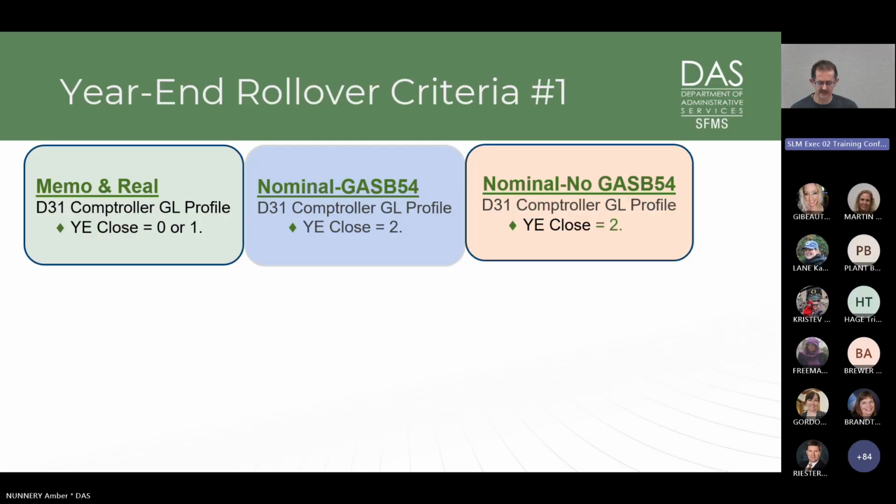Every GL account is categorized as either a memo account, a real account, or a nominal. Memo and real account balances will roll forward into the next fiscal year in the same GL account. Nominal account balances will roll forward into an equity GL account. The year-end roll job will determine the appropriate equity account based on the D23 fund profile.